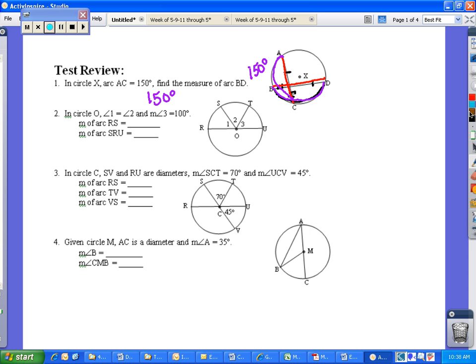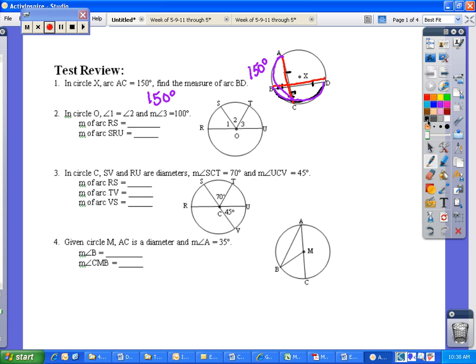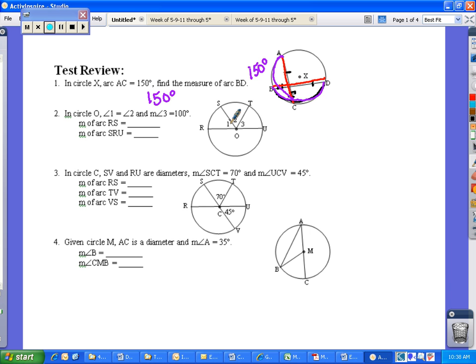Okay? Number two, in circle O, angle 1 is congruent to angle 2. So this angle is congruent to this angle. And angle 3 is 100 degrees. Therefore, I know that since this arc is 100 degrees, I have 80 left over for these two congruent angles. So if 80 is left over for each and they are congruent, this one's 40 and this one is also 40. So if both of those are 40 degrees, I know that arc RS, since it's the arc of this central angle, which is 40, I know that the arc is also 40.